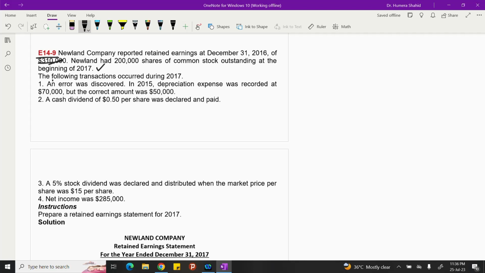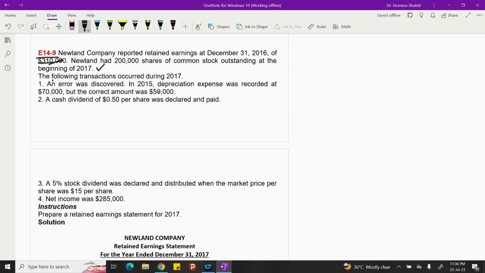An error was discovered in 2015. Depreciation expense was recorded at 70,000, but the correct amount was 50,000. The depreciation expense was overstated, and when it was overstated, the net income was understated.